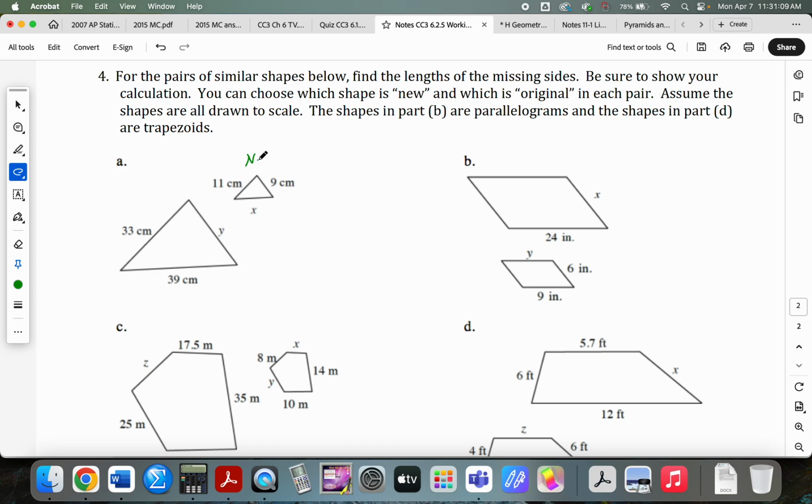So if we make this one the new and this one the original, if we take the new over the original, that would be 11 over 33. So the scale factor would be 11 over 33, which is 1/3. Then to get x, we would take the 39 times 1/3. That's 39 over 3, and that would be 13 centimeters.